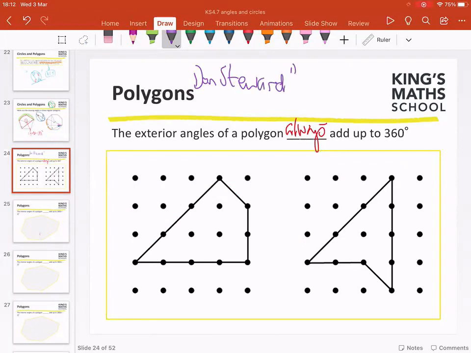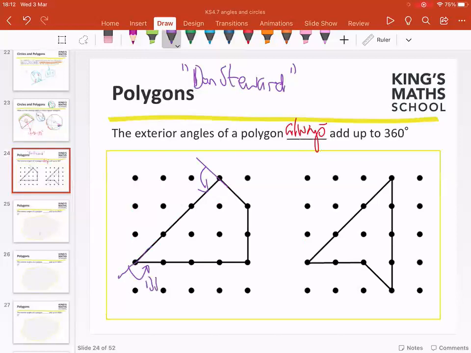So Don Stewart, really sadly, died earlier this year, actually of coronavirus. And it's such a loss to the mathematics community. But if you've not come across Don Stewart's Blogspot, it's fantastic. He has this genius idea of drawing polygons on dotty grids, because then it just makes the working out really easy. You don't need a protractor. So that is 90.